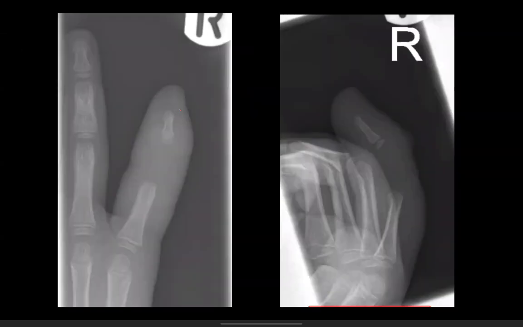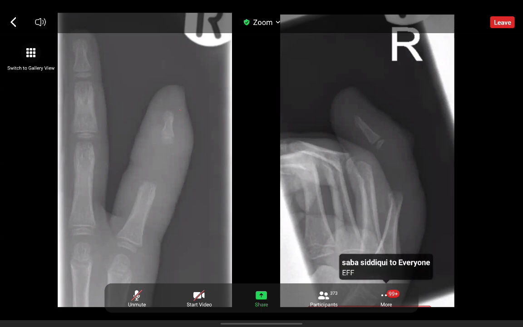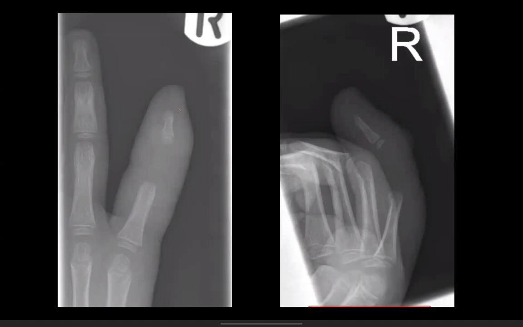This is a 4-year-old or 5-year-old who fell in the playground last month and is now presented to A&E with a swollen finger. Dr. Curtis showed you a case before where he said it's probably something you've never seen before, but how do you deal with it and what do you do with it? And this is one of those cases.